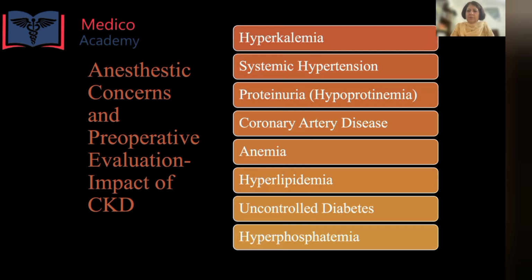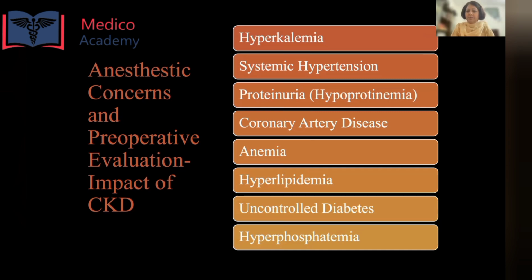Coronary artery disease. Now, the commonest cause of mortality in a patient with CKD is coronary artery disease. It practically coexists in a patient with CKD, especially long-standing chronic renal disease. Anemia, because of the impact of uremia on the hemopoietic system, and these patients tend to have hemoglobin even in the range of 5.5 to 7.5.